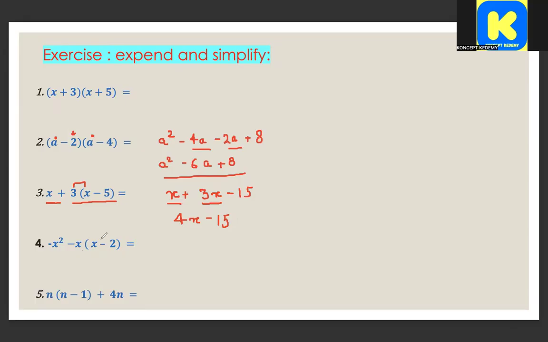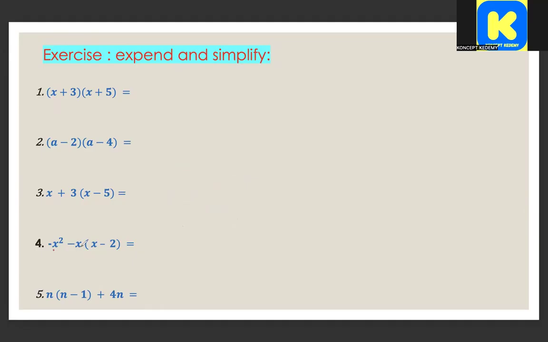The same way you can do question number 4. This x square, I'm going to write here as minus x square. Then I'm going to use distributive property to solve this part. So minus x into x will be minus x square, and minus x into minus 2 will be plus 2x. So this will be minus minus plus. So this will be minus 2x square plus 2x. Now there are no like terms, so we cannot solve it further. So it's the final answer.